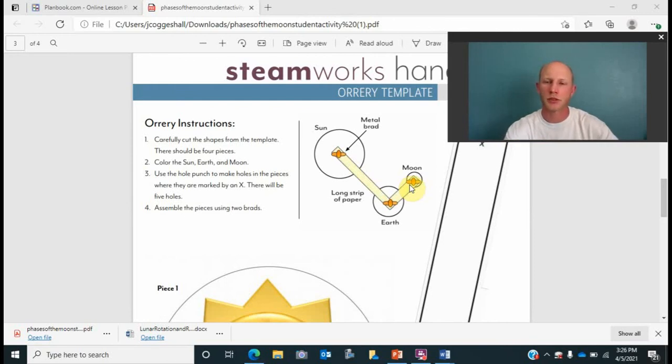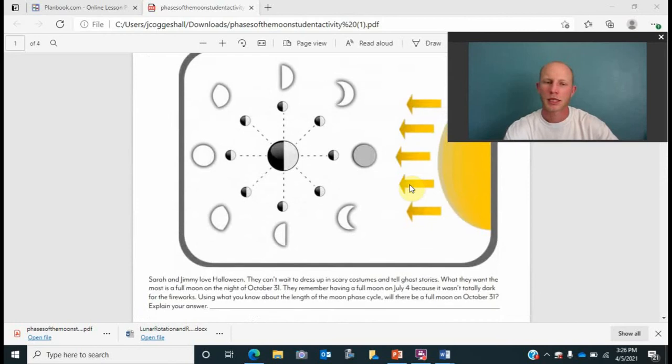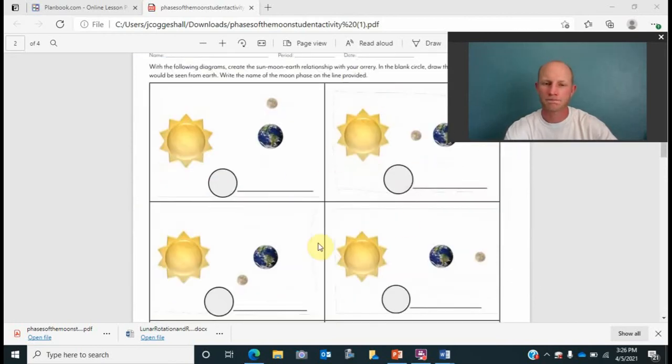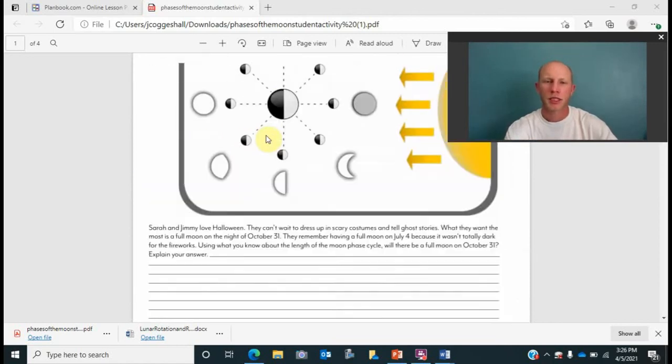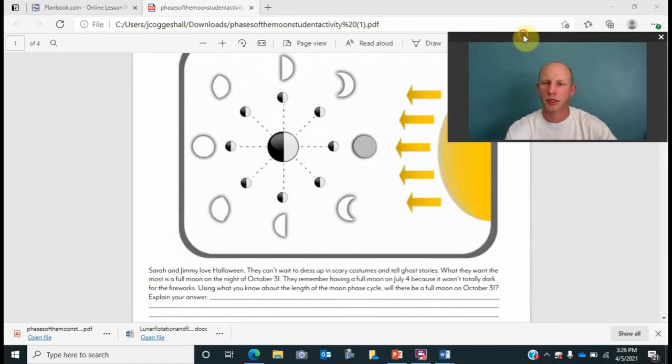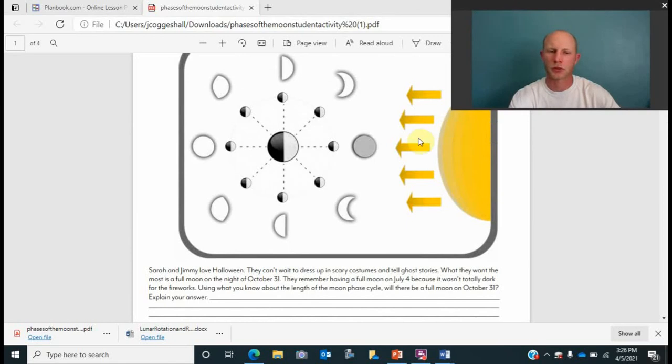And so you're going to use this in order to complete these two pages of worksheet. Okay. And so this first one gives you an example, or sorry, it gives you a model of the lunar phases.